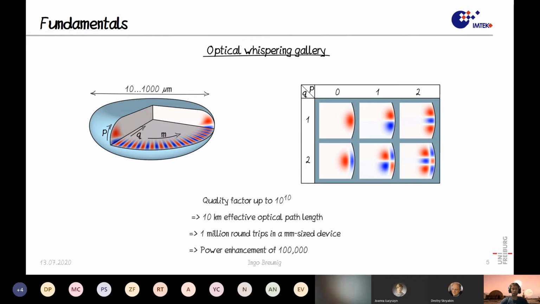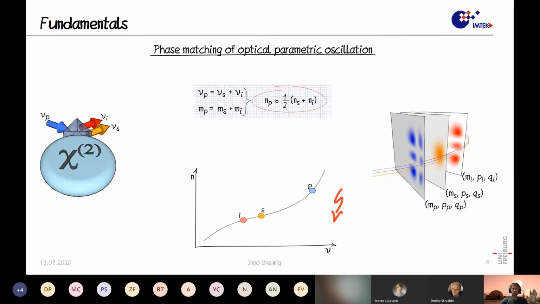So, these transverse numbers, Q and P, characterize the transverse mode structure and also the effective refractive index. And M, if you want to interpret it in the single photon picture, gives us the angular momentum of our light. So it is strictly connected to the propagation constant.